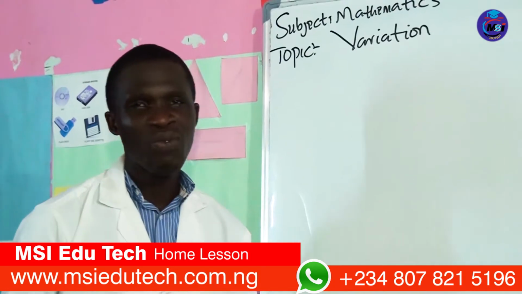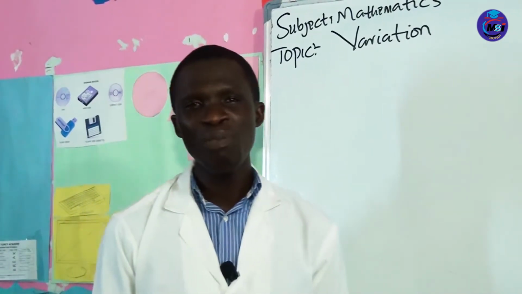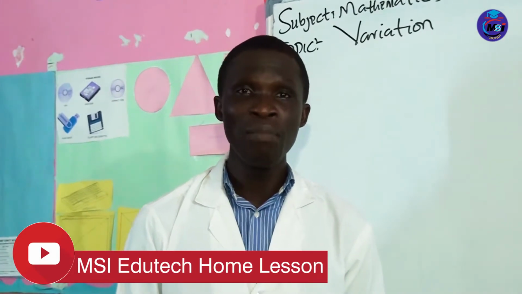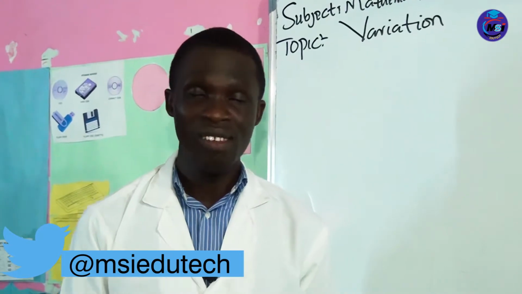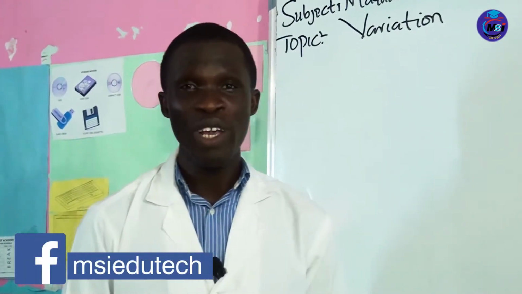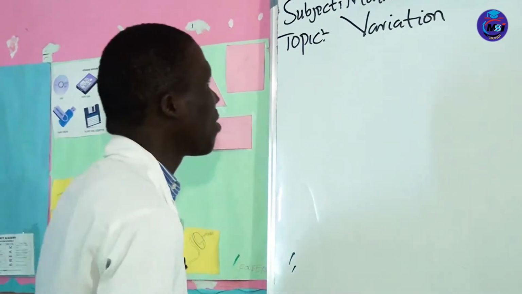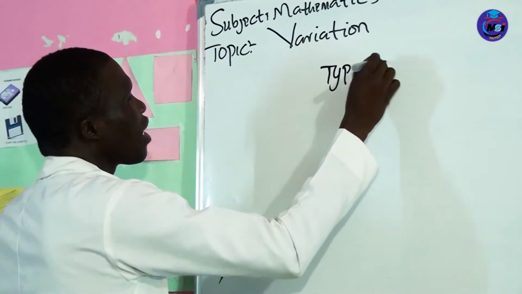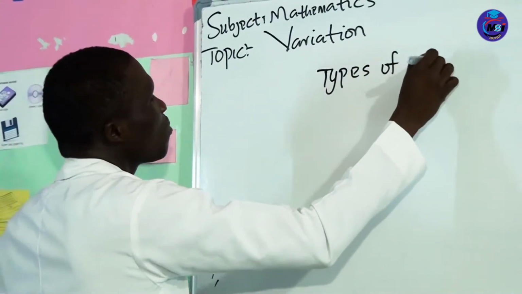Variation. What is variation? Variation simply means changing in the value of a parameter. Now that might sound like I'm speaking English. Let's go into working. Now we have types of variation.